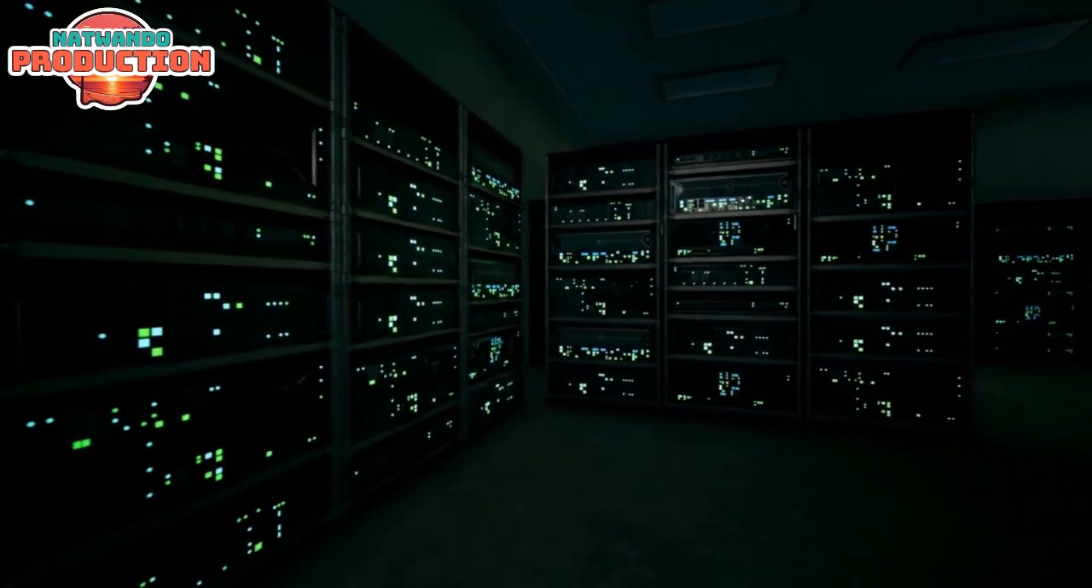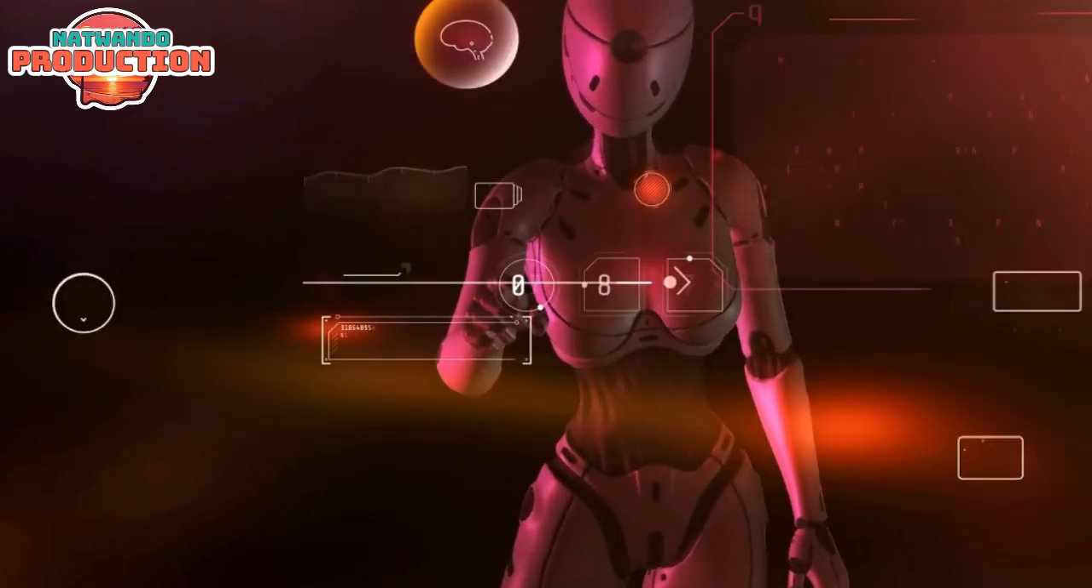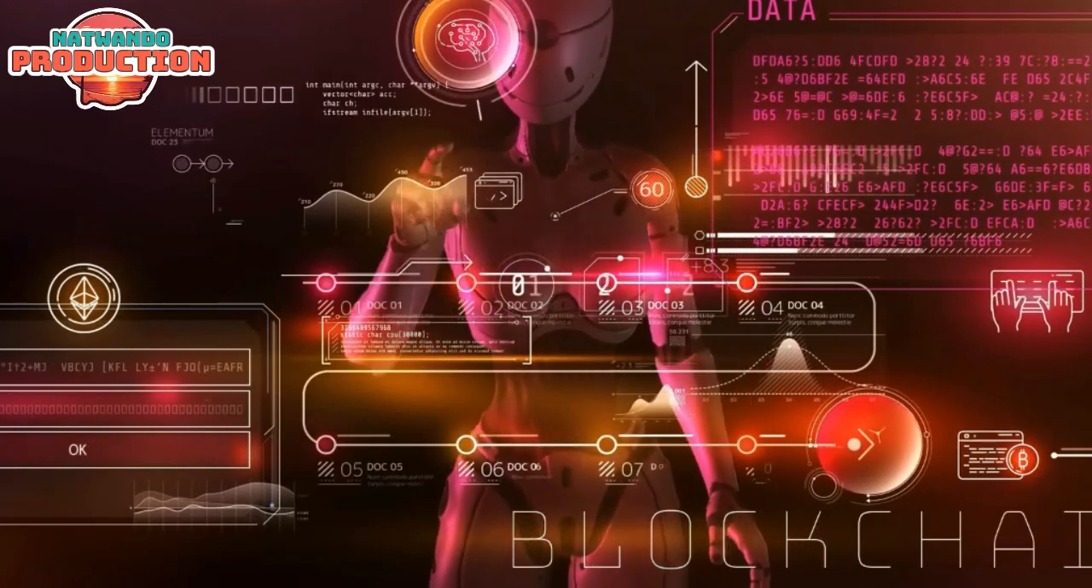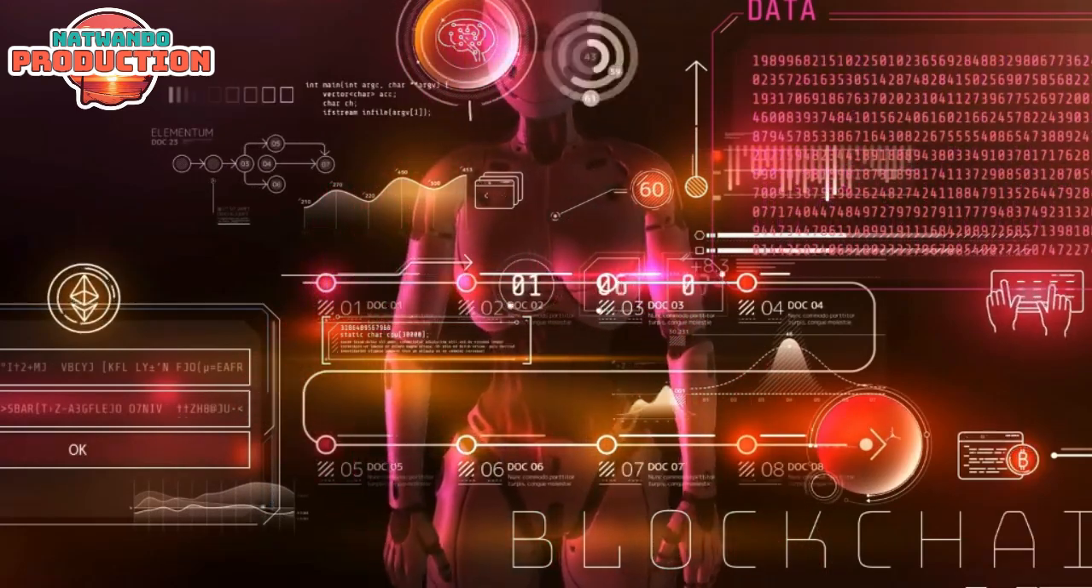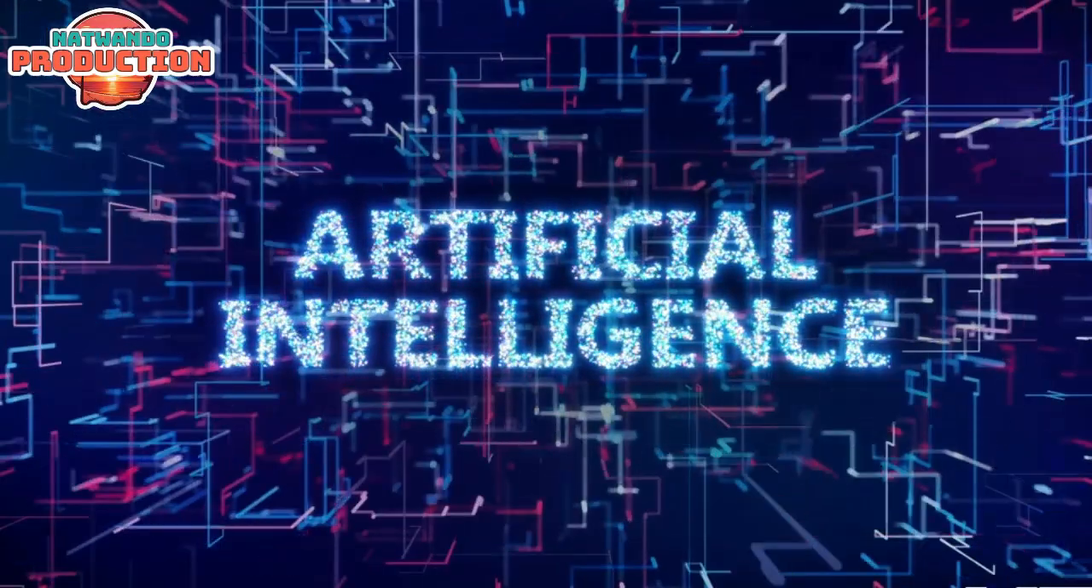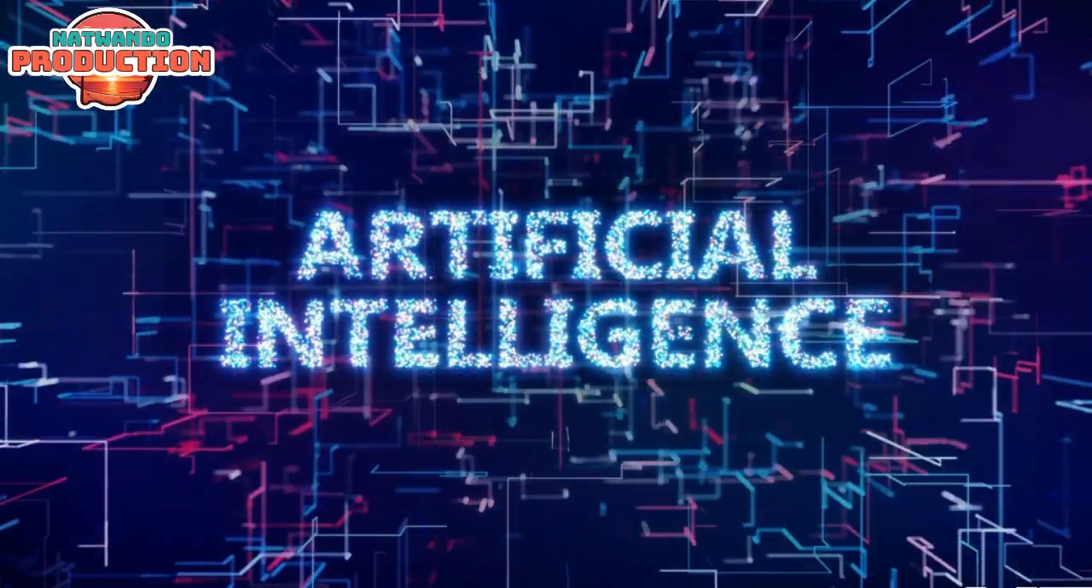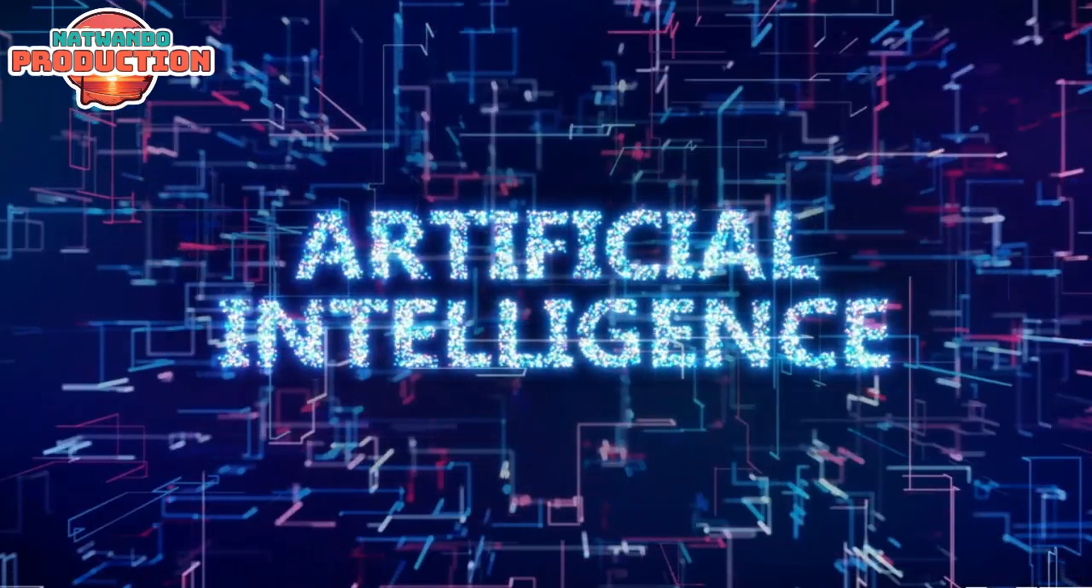Then came the introduction of protocols like TCP/IP in 1983, laying the foundation for modern internet communication. It allowed networks to talk to each other, creating what we now call the network of networks. But the internet, as we know it, wouldn't exist without a crucial breakthrough in 1989.